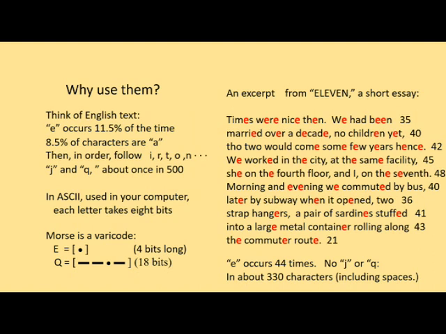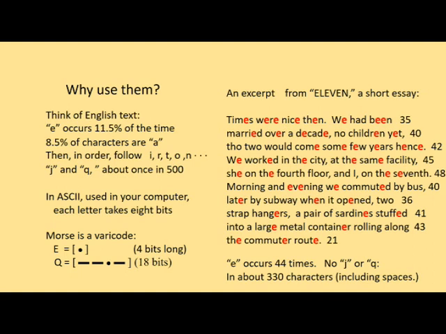Well, what is the use of varicode? Think of normal English text. The E occurs about 11.5% of the time. 8.5% of the characters in text are A, then in order follow I, R, T, O, N, and J and Q appear about once in 500 characters. In ASCII use in your computer, each letter takes 8 bits.